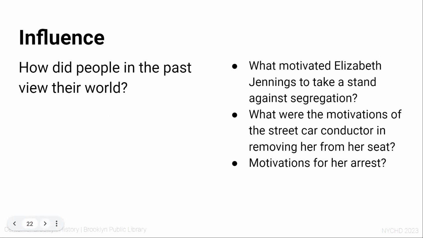How did people in the past view their world? So now again, what motivated Elizabeth Jennings to take a stand against segregation? What were the motivations of the streetcar conductor in removing her from her seat? And what was the motivation for her arrest? Why was she arrested to begin with?